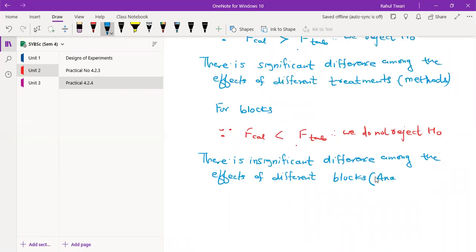It's hanged. So we can write down the conclusion about analyst and about methods.